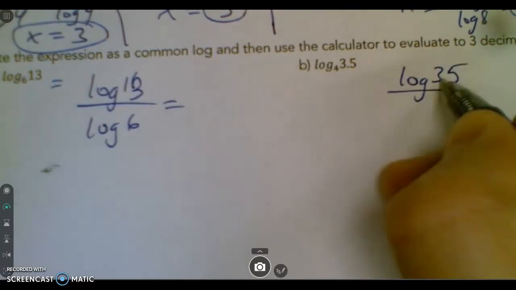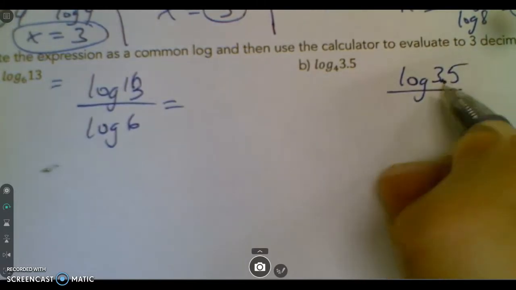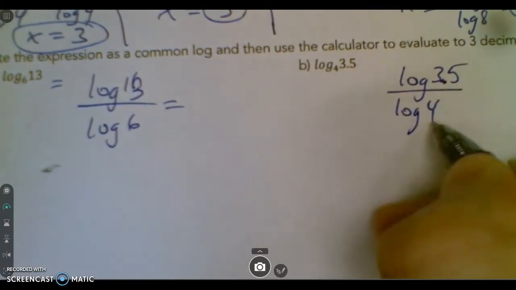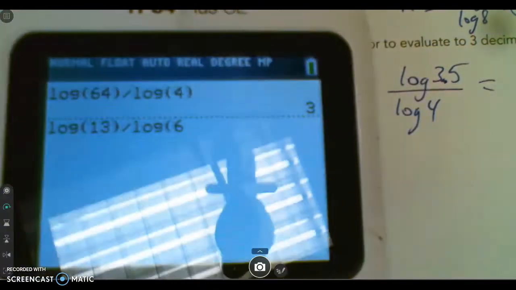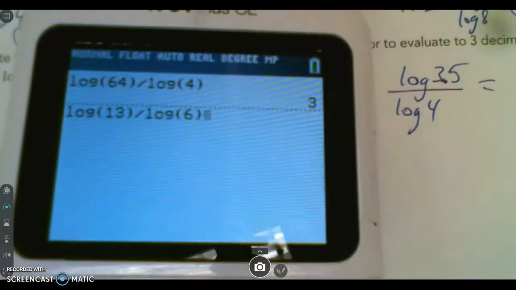So I could use natural log here too, but I don't want to. Just because I don't. Alright, so yeah, you just type those in. Common log of 13 divided by common log of 6. Make sure you end your parentheses on that. Otherwise you'll type it in wrong.